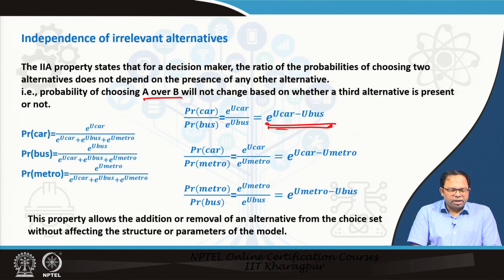So this property allows the addition or removal of an alternative from the choice set without affecting the structure or parameters of the model. This property is also used when we develop models for mode choice or location choices and so on, where only one reference category is taken. Even if we remove one alternative, it doesn't matter. We can always compare the relative proportion of the other alternatives. So not all alternatives need to remain in the models.